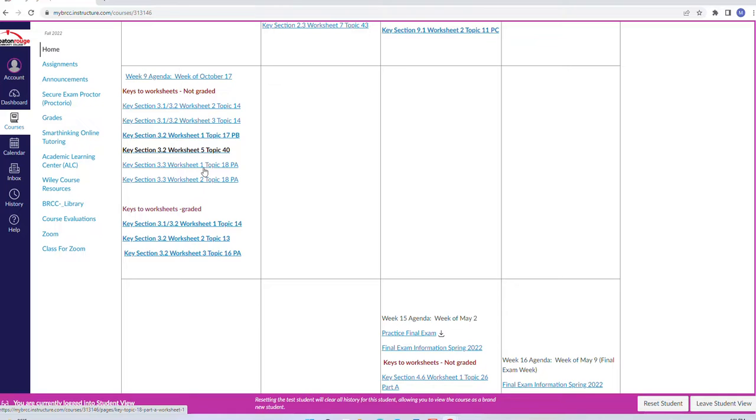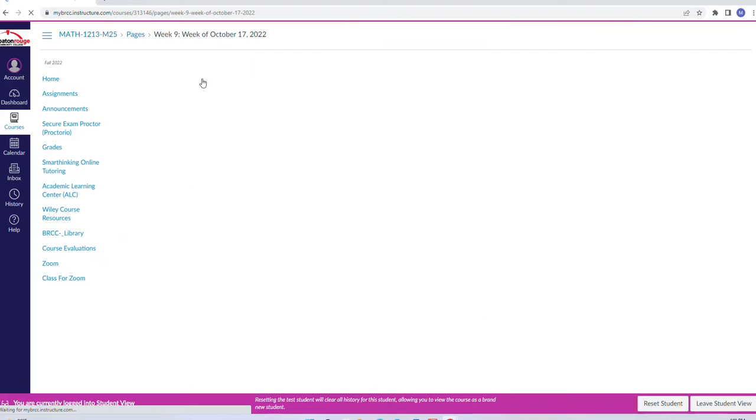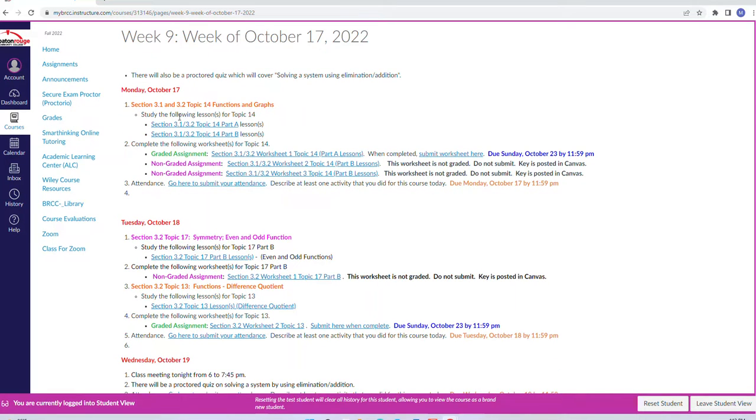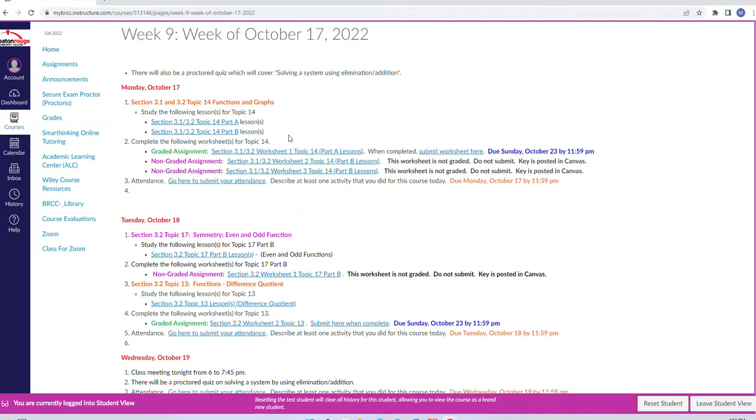The keys to those are already posted. So make sure as you go through the weekly agenda for week 9 that you go through these keys and look at the key to those. If you go to week 9, we're going to continue talking about sections 3.1 and 3.2, which deal with functions and graphs. There are 3 assignments on that section, 2 are non-graded, 1 graded.